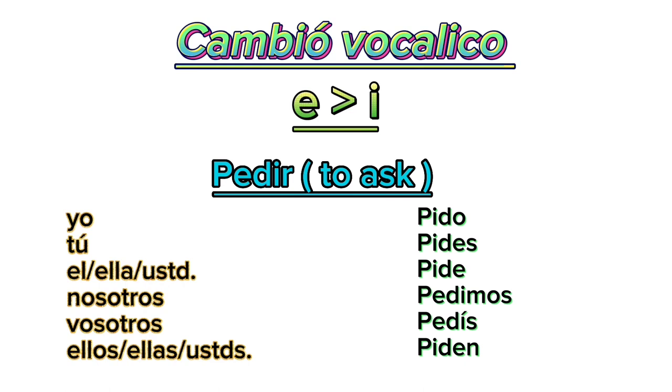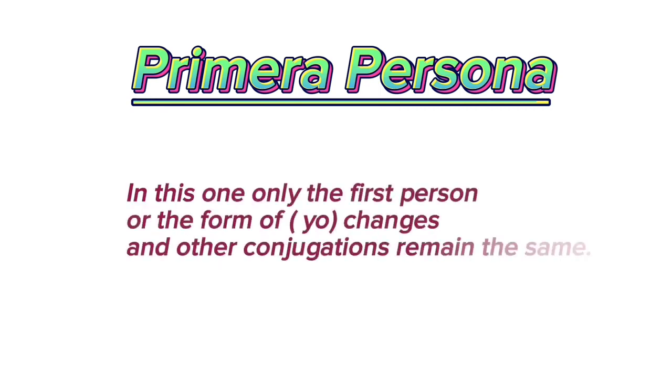That's it. Pido, pides, pide, pedimos, pedís, piden. Alright? Now let's move to another category, that is our primera persona. In this one, there is a change of conjugation only in the form of yo, or the first person. All the other six conjugations, like yo, tú, él, ella, usted, are all the same, but only the yo form changes. This yo form needs to be changed.